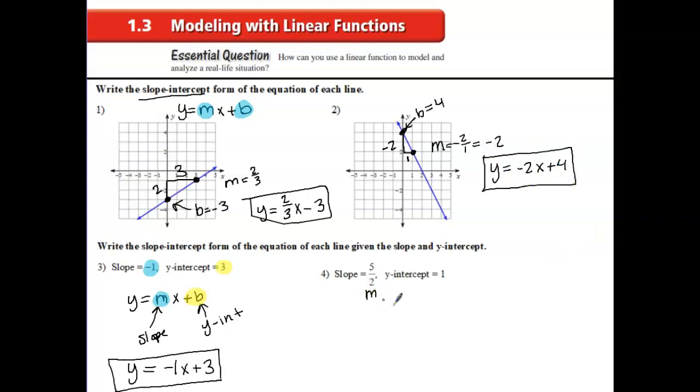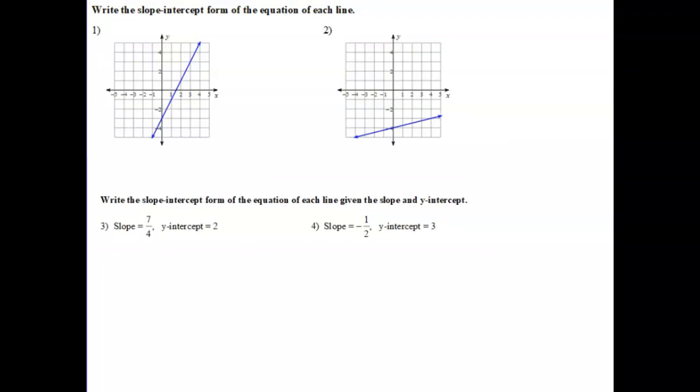My m in number 4 is 5 over 2 and the b is 1. So putting them into my equation, y would equal 5 over 2 times x plus 1. Take another moment to pause the video and try these 4 on your own.